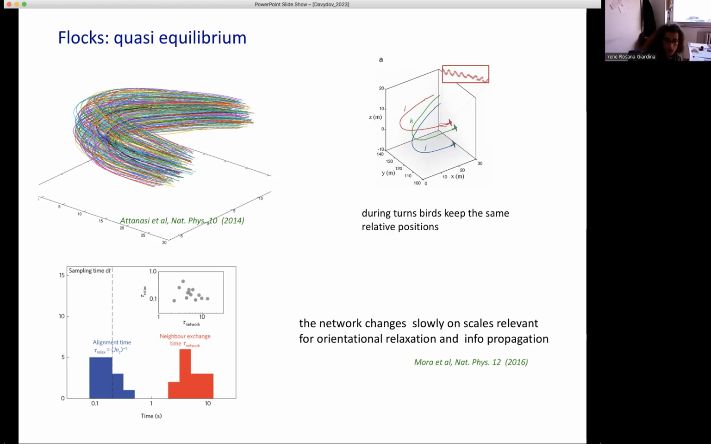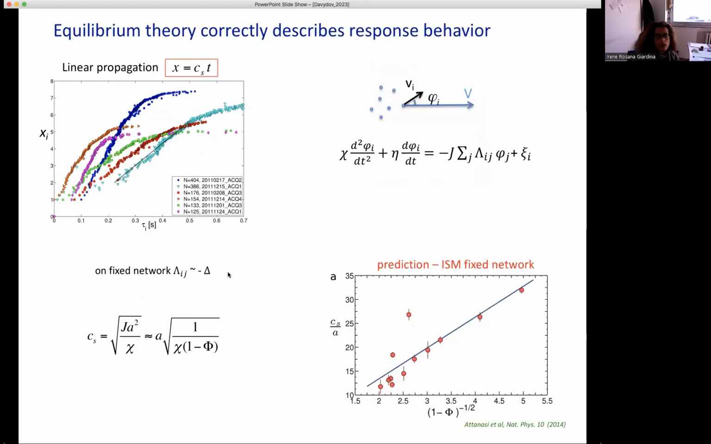fixed, okay? And indeed, what one can show is that if I use one of the models that I wrote in one of my previous slides, but I assume that the network is fixed, I can predict quantitatively very nicely the propagation law of the system. So I can predict the propagation speed as a function of the degree of order, okay, which is this theoretical prediction. And this theoretical prediction very nicely fits the data. So I can assume that there are no non-equilibrium effects and I get a good result. Okay, this is the main line. So for flocks, out of equilibrium effects are not so important.